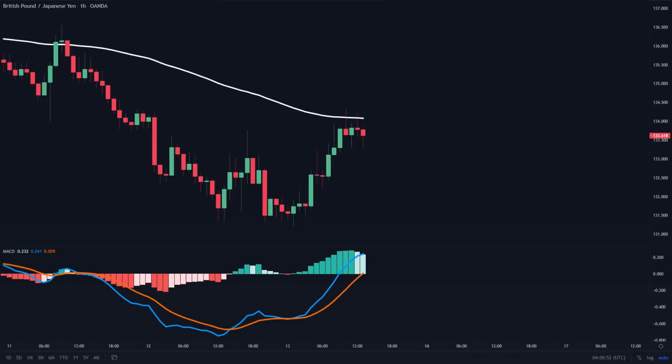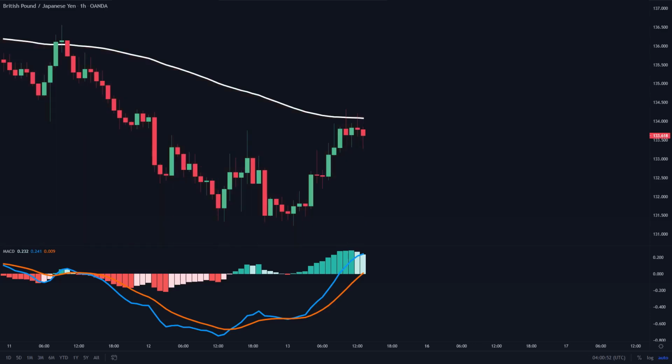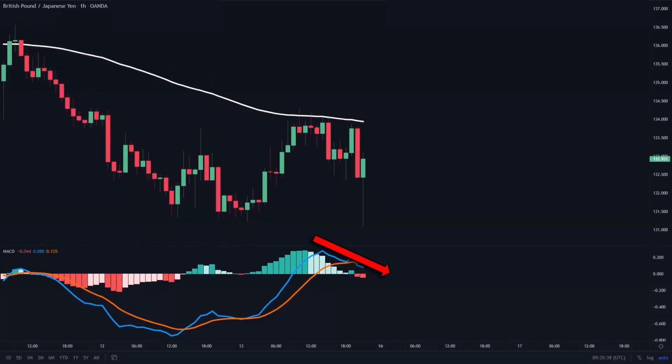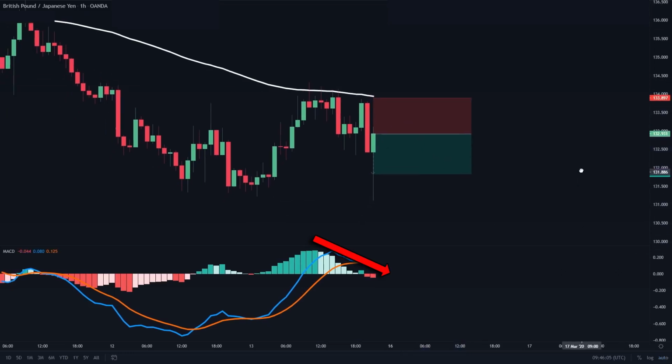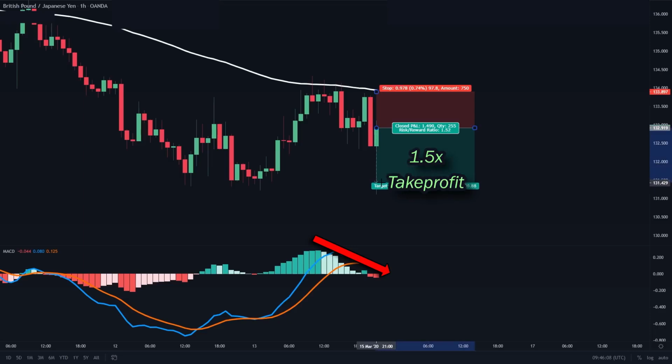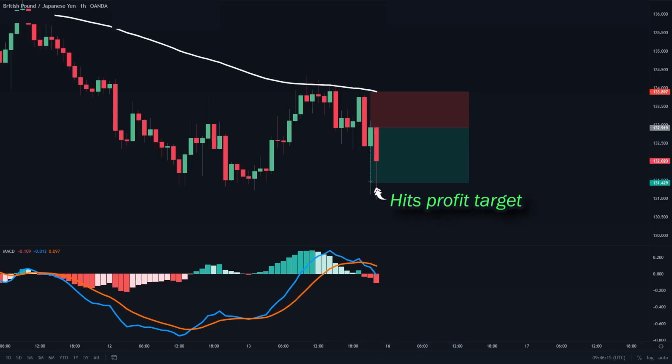In this chart, we can see that the price is below the 100 EMA, indicating that the long-term trend is down. Next, we have a cross down on the MACD, and so this will be our entry signal to go short. Now for your stop loss, place it above the nearest swing high, and set your profit target at 1.5 times your stop loss. And as you can see, the price hits our profit target, and so this counts as a successful trade.